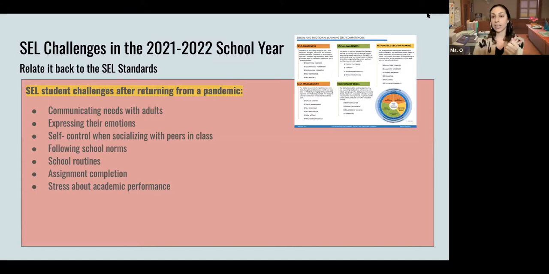A lot of the kids that I work with are 6th graders. So they're brand new to the campus, and school routines are like, what does this mean? Why do I have to do this? So they have a lot of questions. So you have to get prepared for that. Assignment completion. I'm sure we've all experienced this. A lot of us know about this one. Just wanted to add that to this slide.